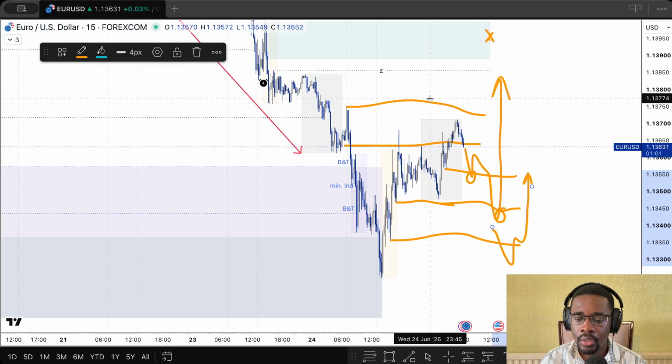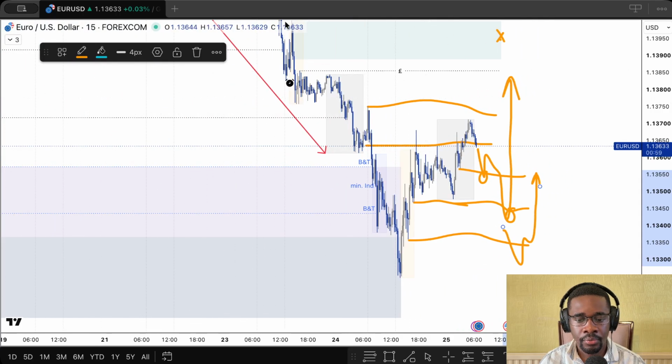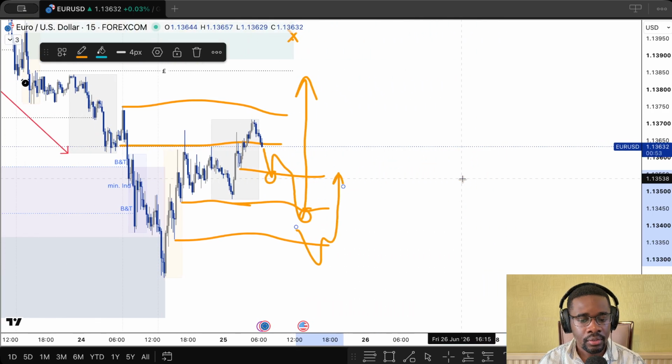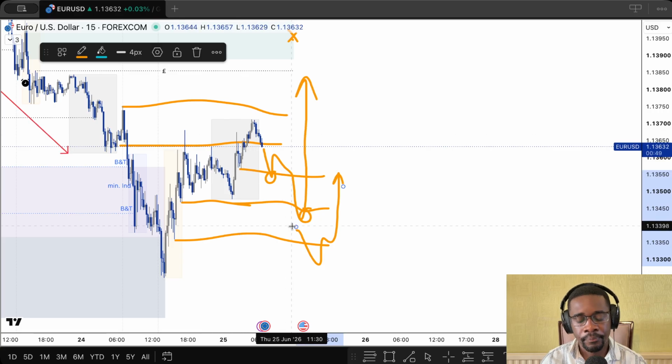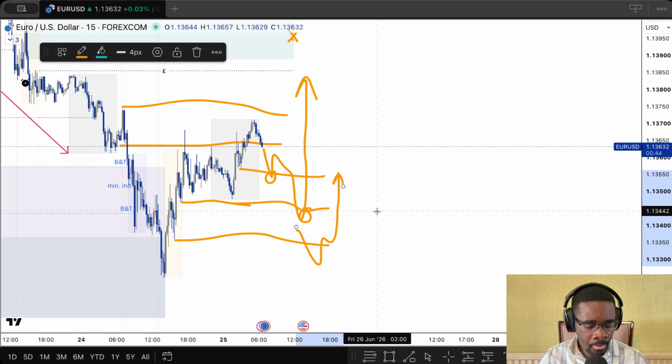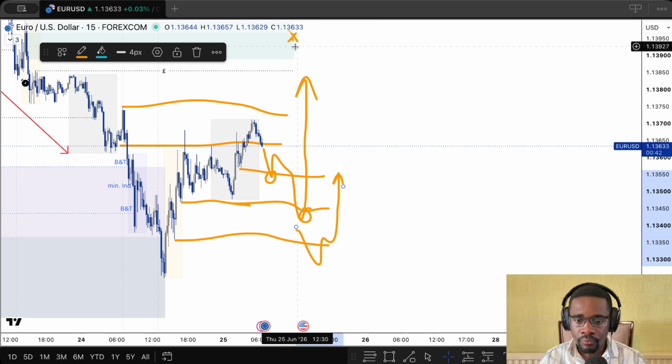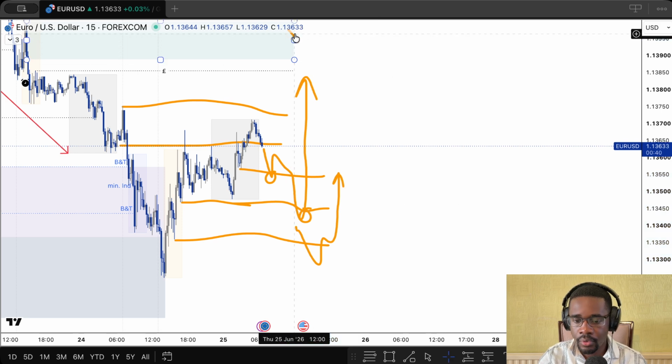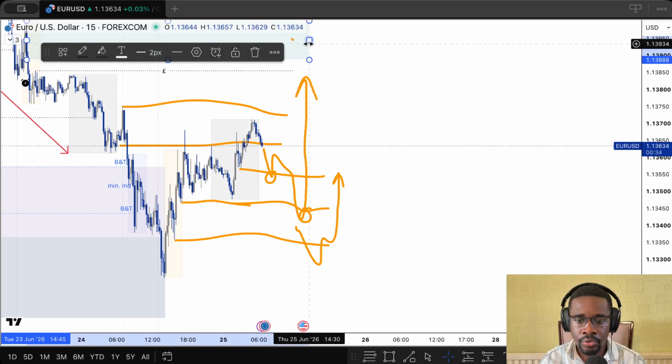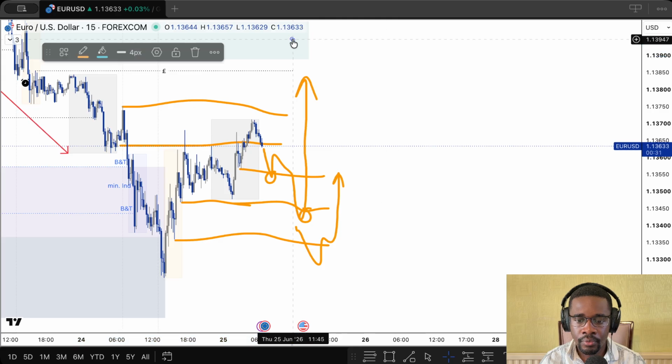Okay. Also, given that we had a break of structure, and after a break of structure we do expect to have a pullback at some point, I think this may be the start of that pullback. So that's what I'm looking at on Euro USD, on EU.